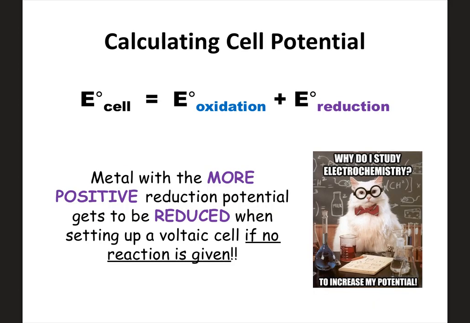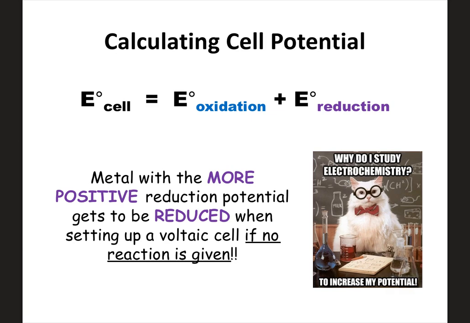If you want to calculate the cell potential of the entire cell, we say E naught cell, because that's your cell electrical potential under standard conditions. You just take your E naught for oxidation and add it to the E naught of reduction. Essentially, take your oxidation potential, add it to your reduction potential. It's very simple math. You just have to be careful that you might need to flip the sign for the oxidation, because we're given a list of standard reduction potentials.